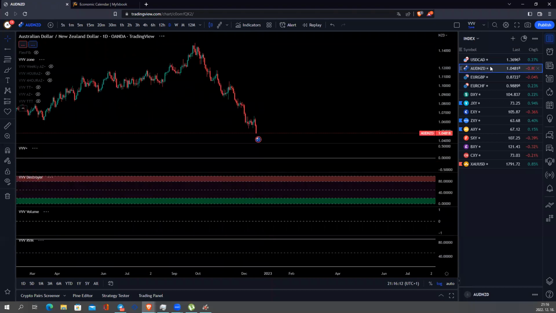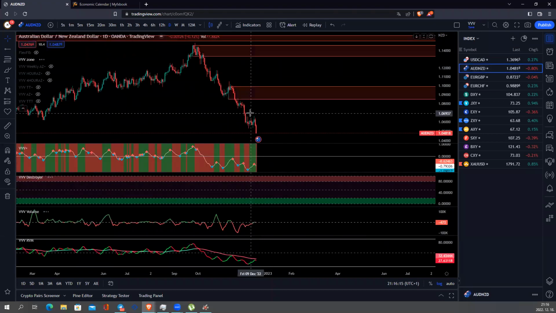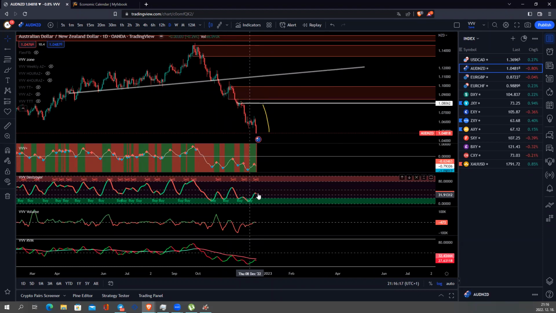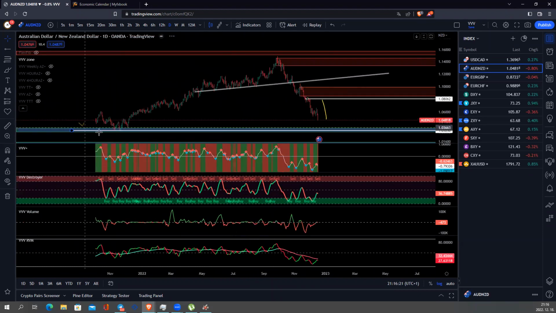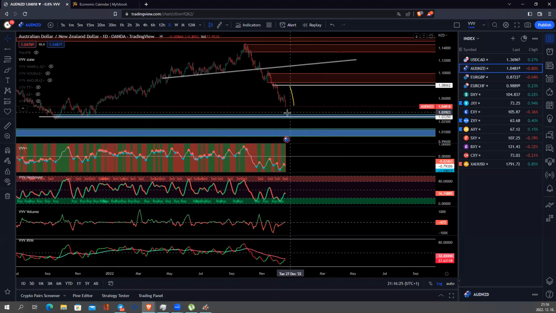Right, and Australian NZD is almost the same. We see the divergence, so there is still bearish momentum, and as you see on the daily basis, we got here also a zone, and I think this is a good target point for Australian dollar NZD.